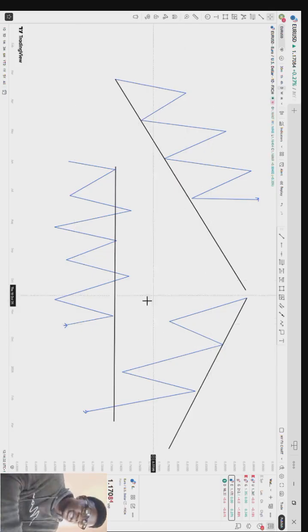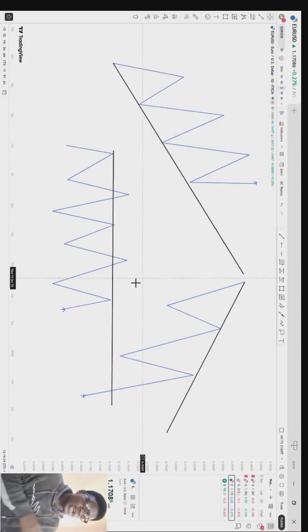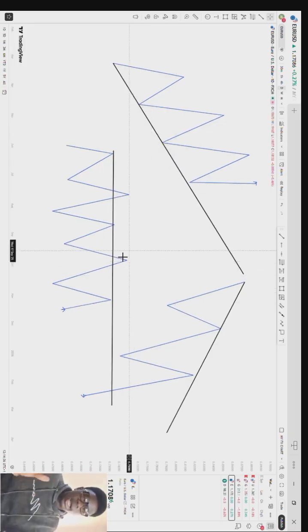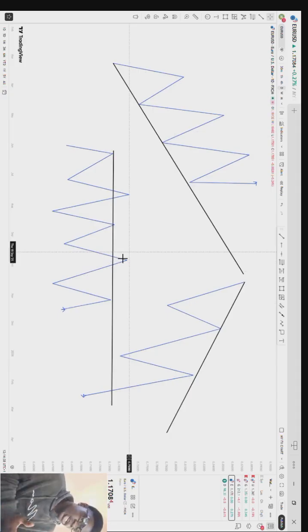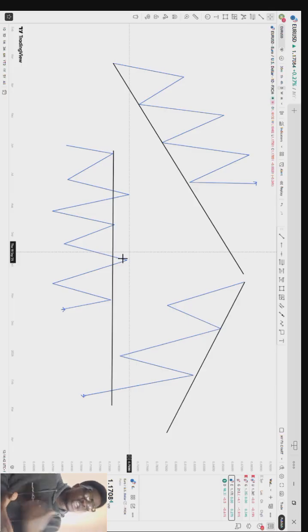We have the uptrend, we have the downtrend, and we have the consolidated market. Now you guys already know this. Trend lines can only be useful in an uptrend and a downtrend market. Consolidated markets can also be called ranging markets. An uptrend market can also be called a bullish trend, and a downtrend market can also be called a bearish trend.